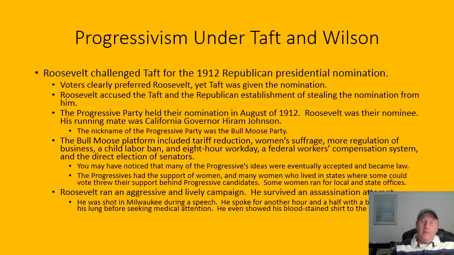So for the Republican nomination, the voters clearly preferred Roosevelt, yet the Republicans gave the nomination to William Howard Taft. And Taft accused Roosevelt of stealing the election from him. And Roosevelt wound up joining a party called the Progressive Party, which would later be nicknamed the Bull Moose Party, because of a comment Roosevelt made about how he was feeling, and he ran as what's called a third party candidate. He didn't run as a Republican or a Democrat. He ran as a member of a third party.